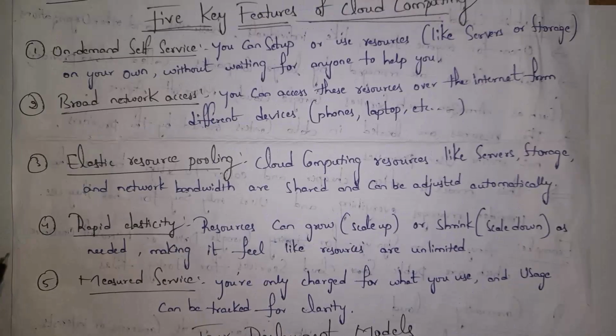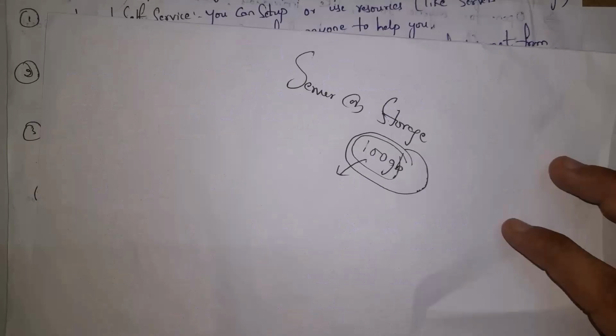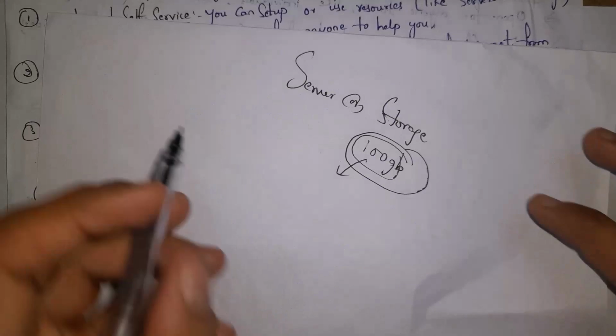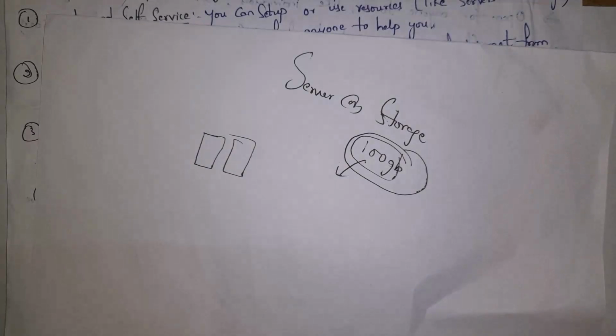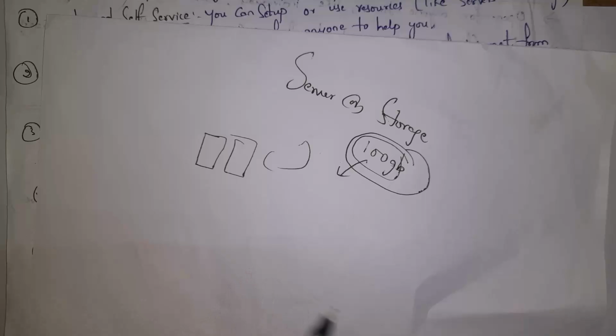And the fourth one is rapid elasticity. As I already said before, you can increase or decrease resources. Resources can grow or shrink as needed, making it feel like resources are unlimited. For example, I am developing a project in cloud. At first I took only 2 servers. But the project is a very big project. I need 5 to 10 servers. So simply you can add servers.